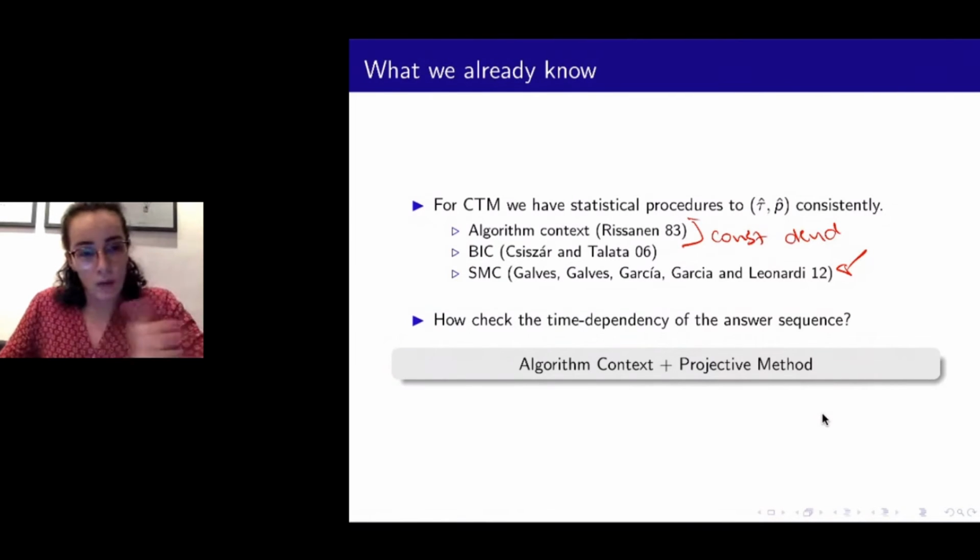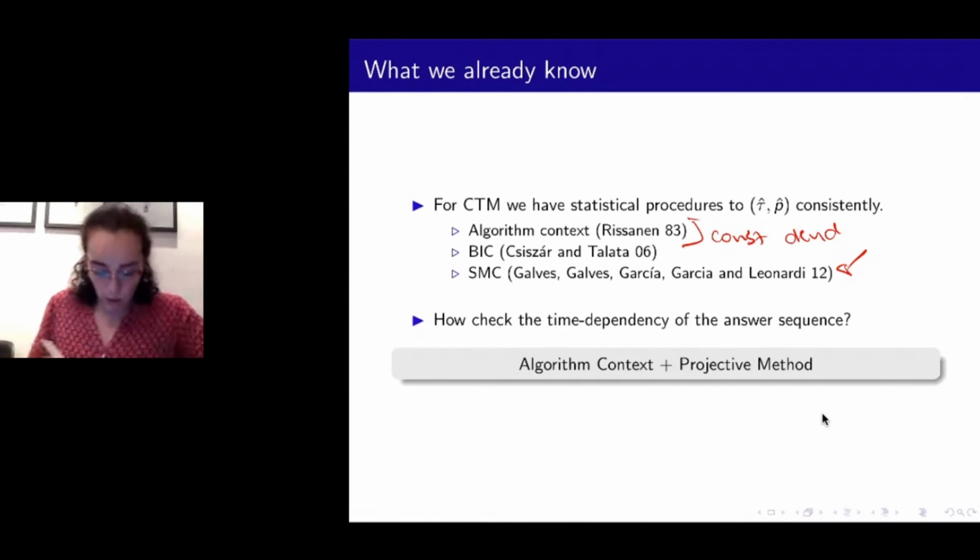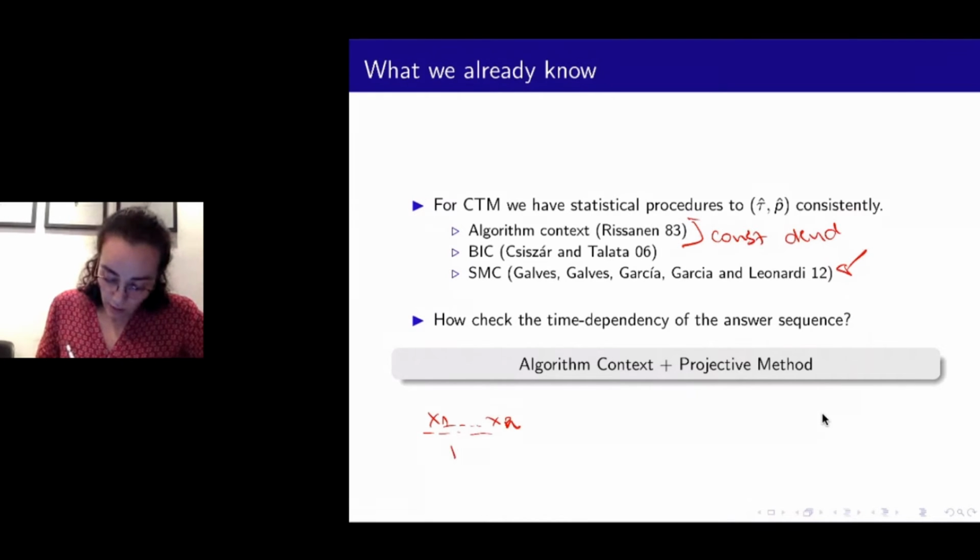What we want to do now is, well, we have here a sequence of stimuli, x1 to xn. And for this, we know how to estimate a tree.